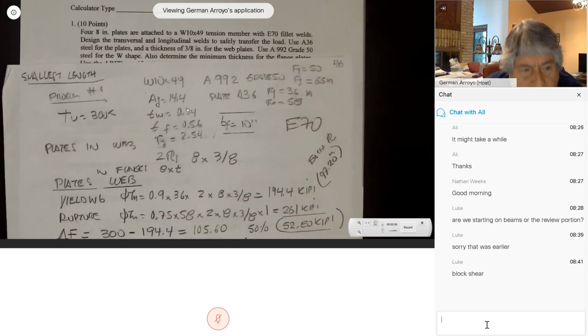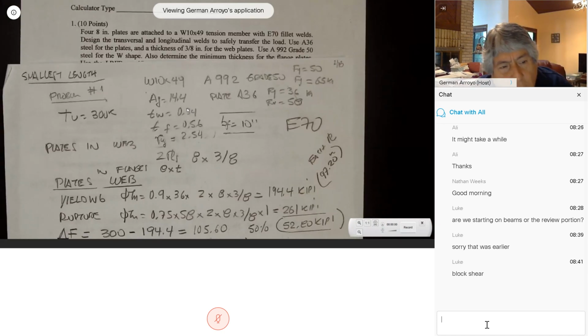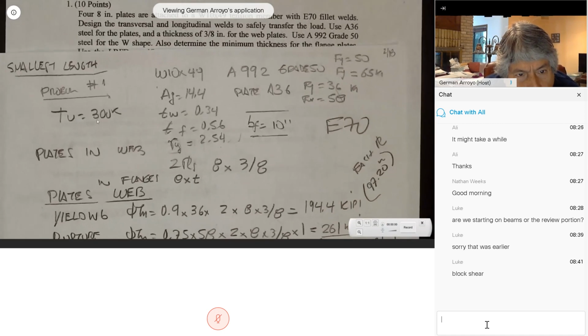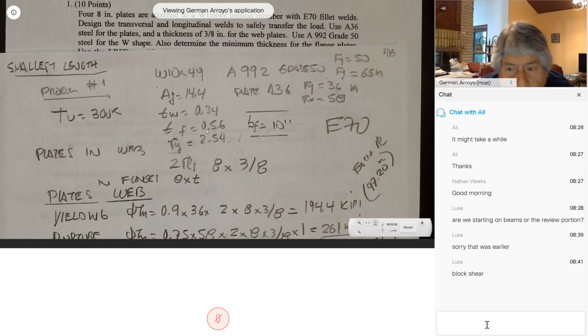So the way I started is I got as much information as I could from the code. This was given in the code was W10 by 49. I found the gross area. I need the thickness of the web. I need the thickness of the flange. And I need the thickness of the web and the thickness of the flange for several reasons. One of them is when I'm going to do the block shear, I'm going to need this information.